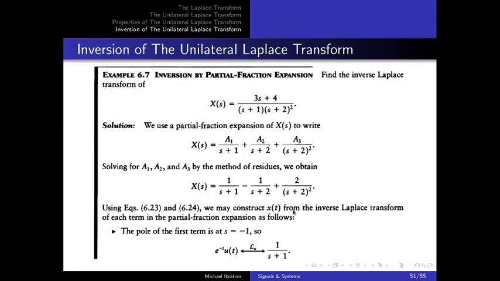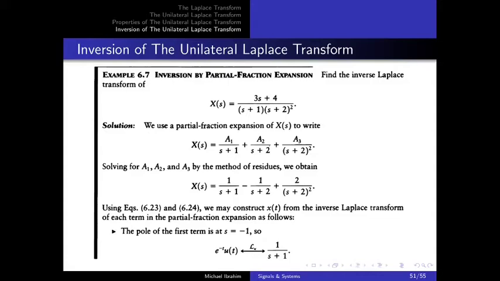So the first example we have over here, we need to find the inverse Laplace transform of this function. X of s is equal to ratio between two polynomials. The polynomial in the numerator is of order 1, and the polynomial in the denominator is of order 3. So as you can see, it is actually a proper rational function. So in order to do the inverse Laplace transform, we need to do partial fraction.